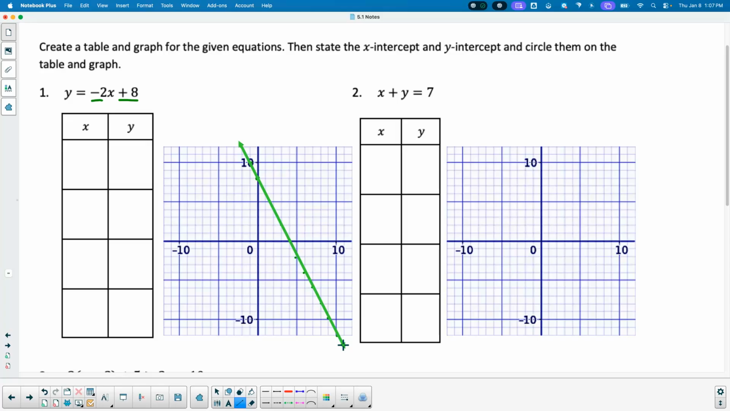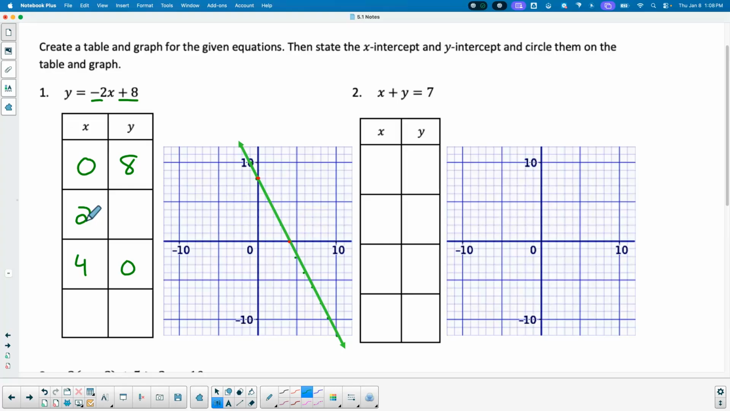A couple of different ways that you could do the table. You could either take points off of your graph, like 4, 0. That's on the graph. That's right here. You could 0, 8. That's right here.